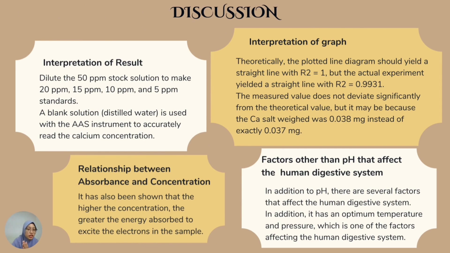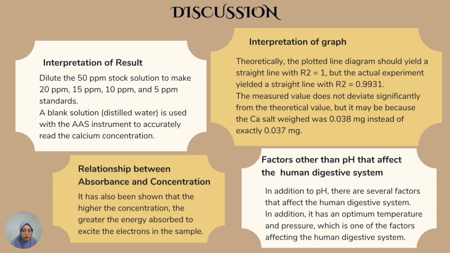For the discussion, first is the interpretation of result. Dilute the 50 ppm stock solution to make 20 ppm, 15 ppm, 10 ppm, and 5 ppm standards. A blank solution is used with the AAS instrument to accurately read the calcium concentration. Second is the relationship between absorbance and concentration. It has also been shown that the higher the concentration, the greater the energy absorbed to excite the electrons in the sample.